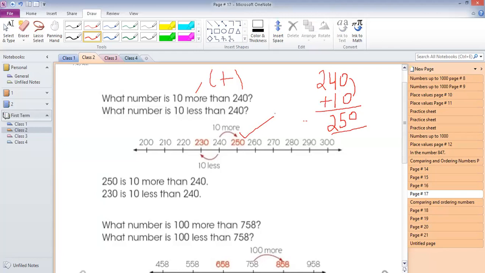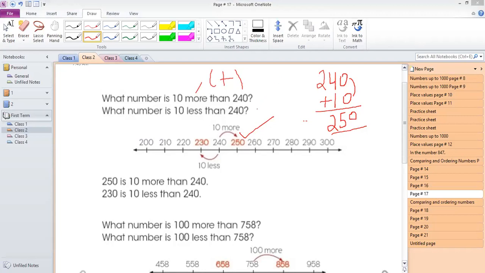So in order to find out what is 10 more than 240, you can check the number line, and in the number line, you can check the number which is exactly after 240, that is 250. Or you can use the addition method and find out that it is 250, which is 10 more than 240. Is it clear, guys? Yes, sir. Very good.